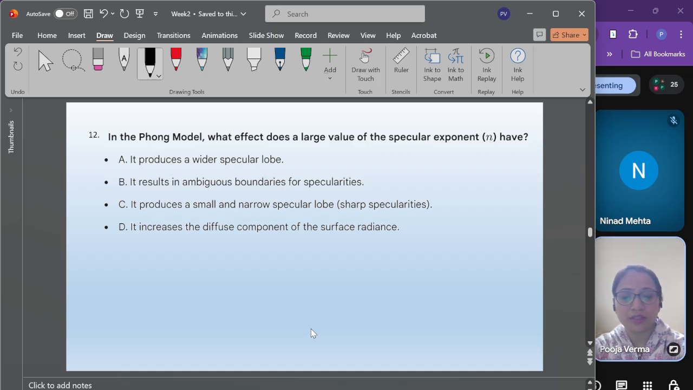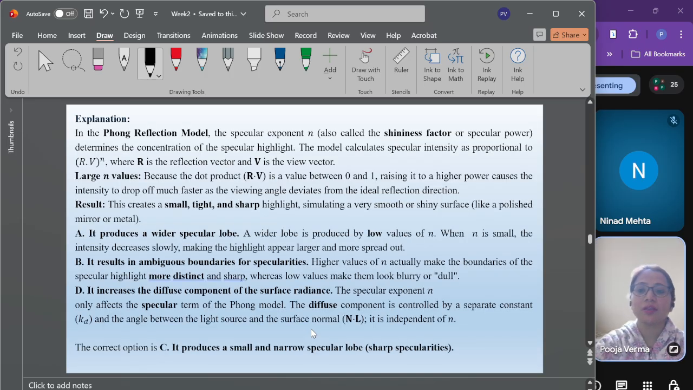Okay, so let's see the solution for this one. In the Phong reflection model, the specular exponent n is also called the shininess factor or specular power. That determines the concentration of the specular highlights, and the model calculates the specular intensity as proportional to (R · V) to the power n, where R is the reflection vector and V is the view vector.